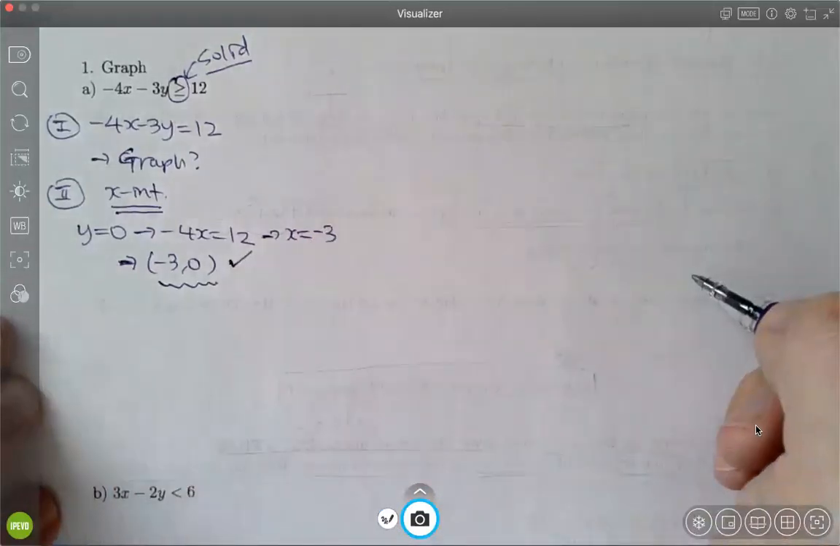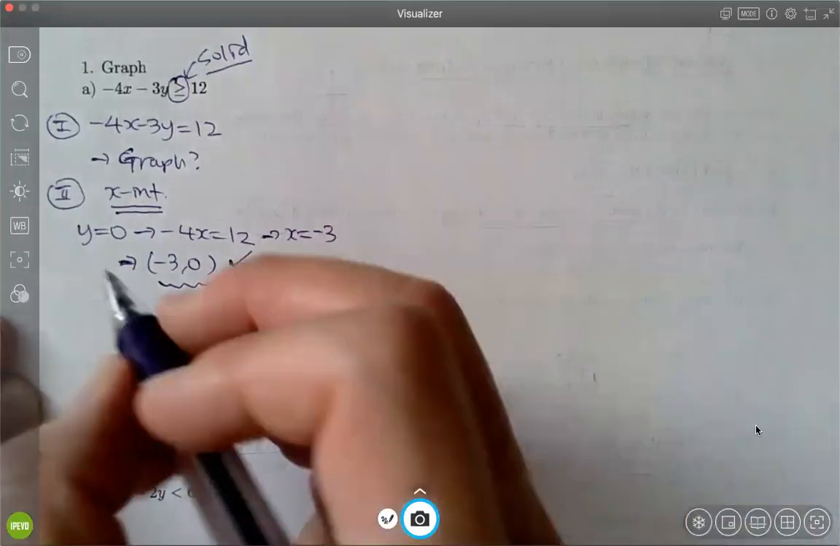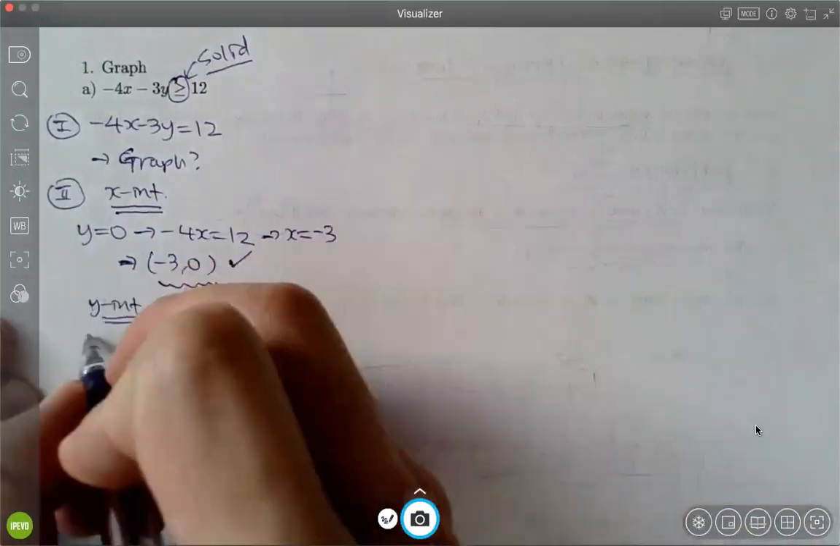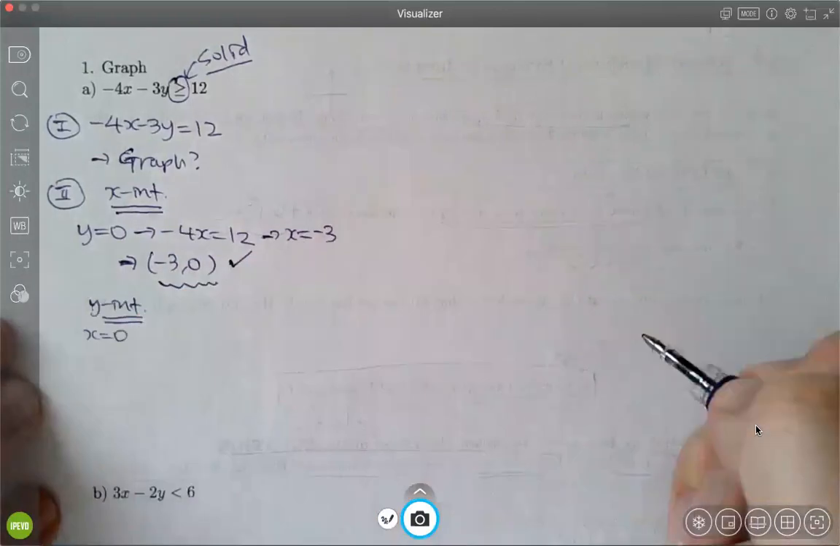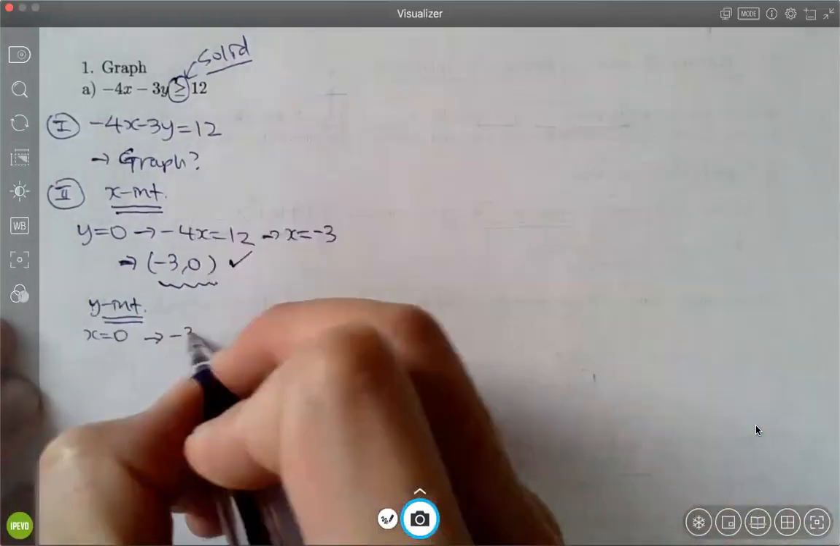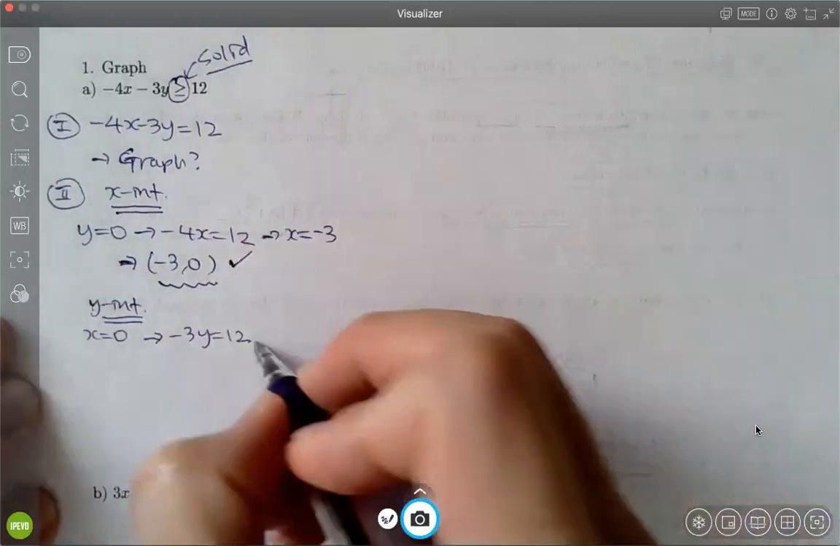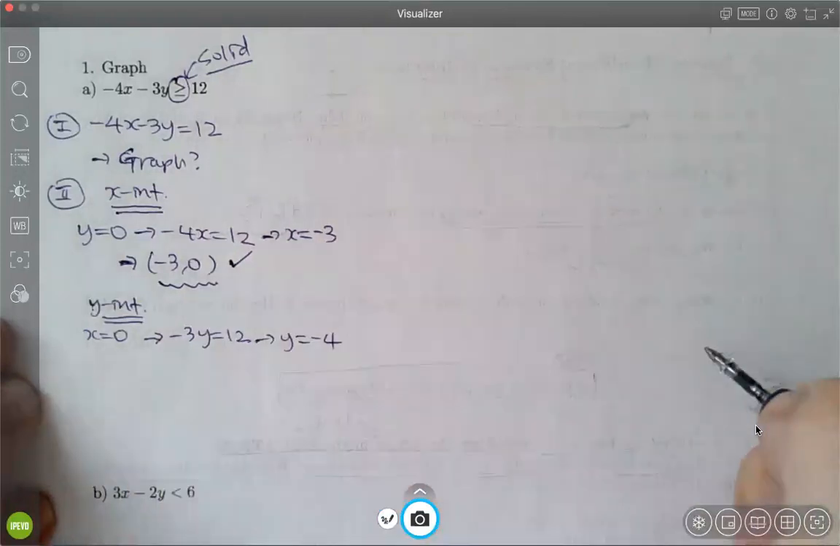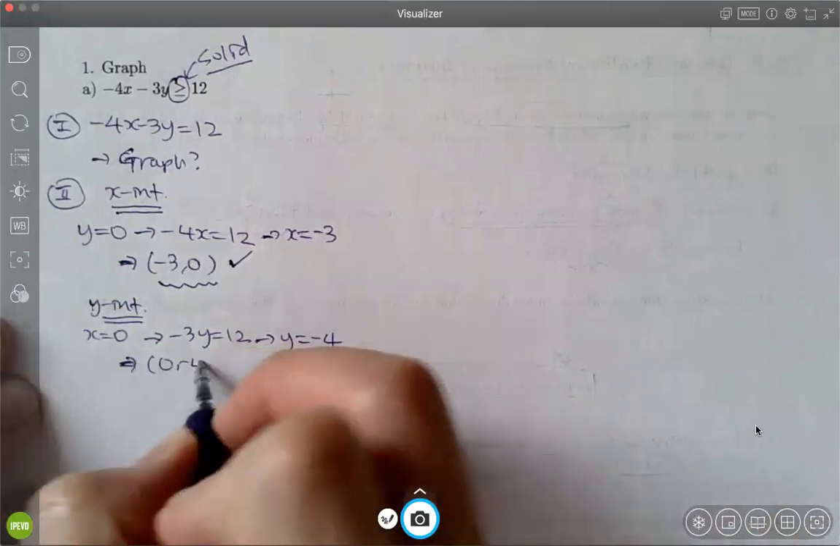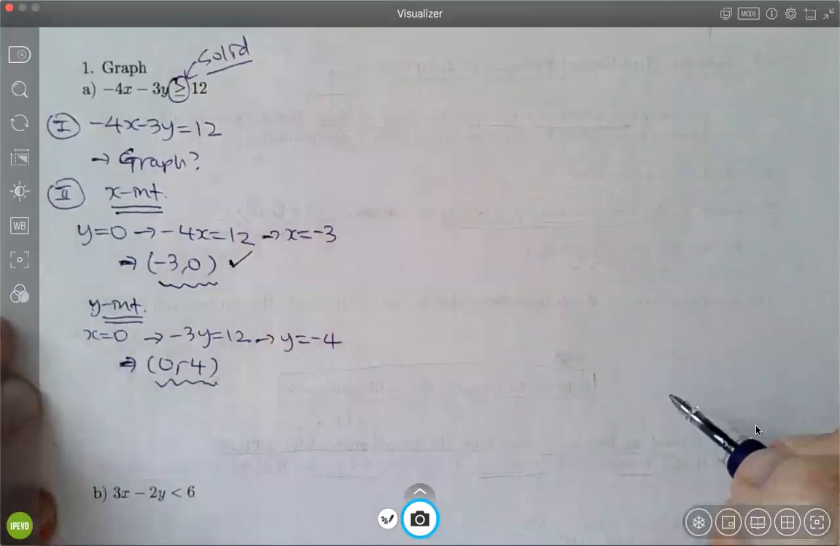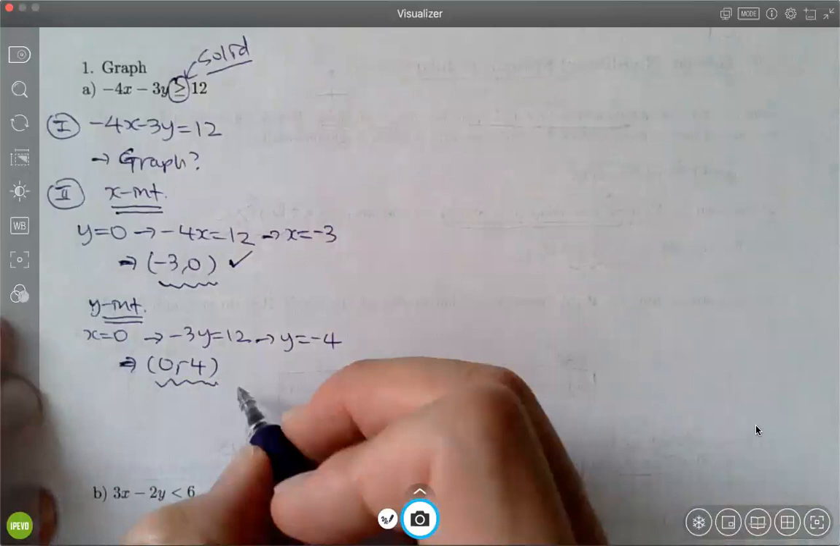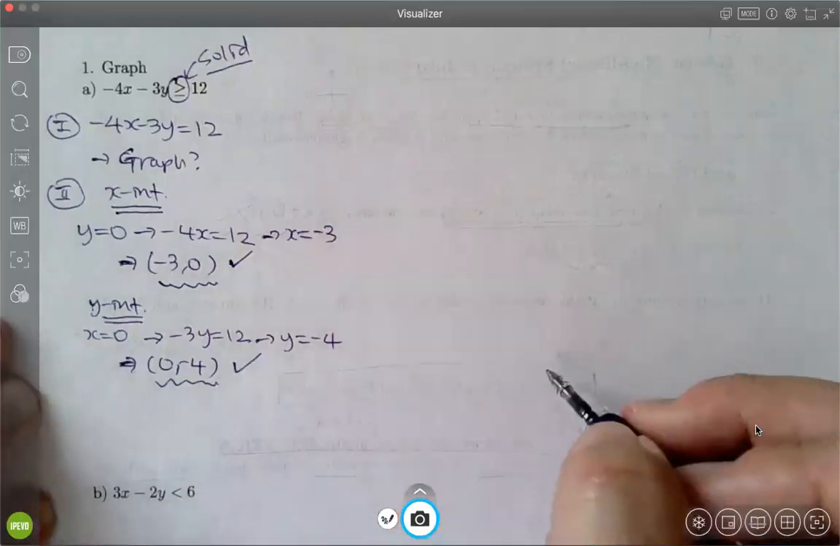And then the y-intercept. That means set x to 0. So what do you get? Negative 3y equals 12, and so y is equal to negative 4. Its ordered pair representation is 0, comma negative 4. And is this also a good point? Yes, no fraction, so we can also use it. Now going back to this scheme here.